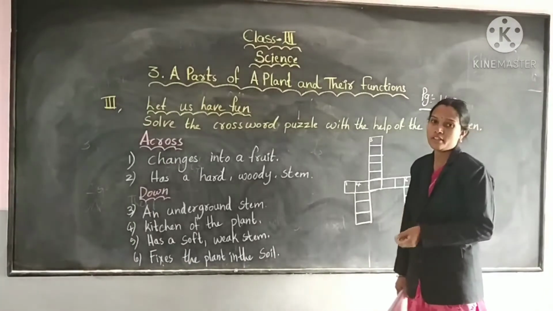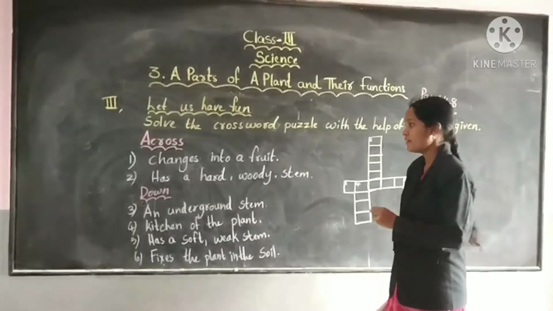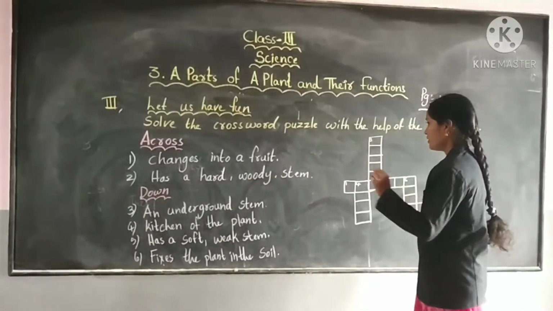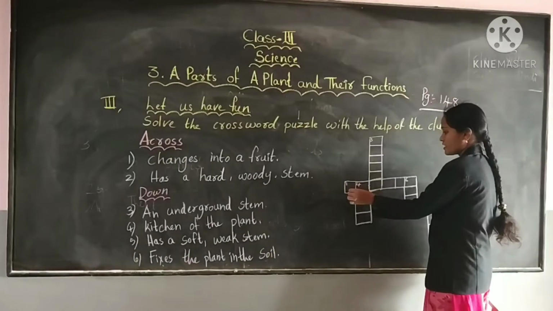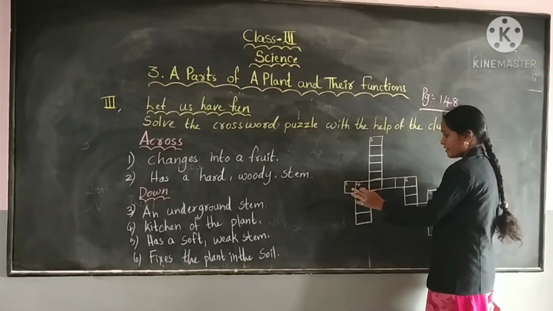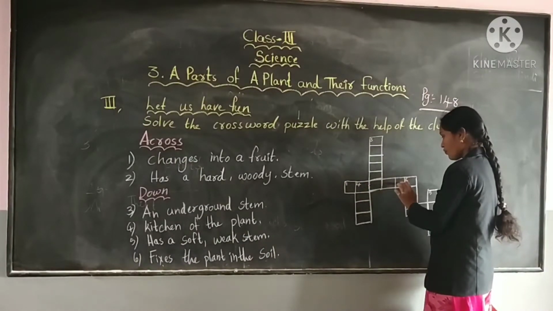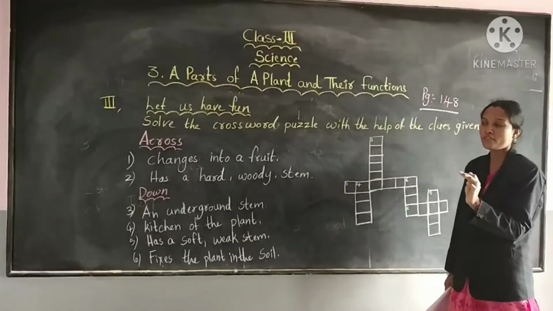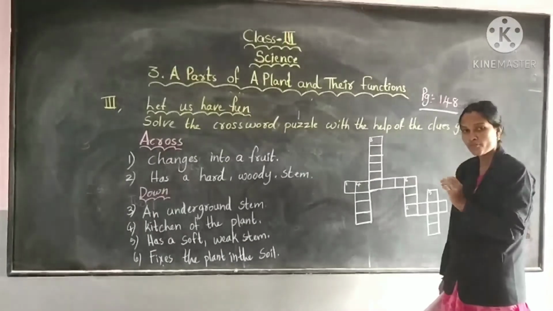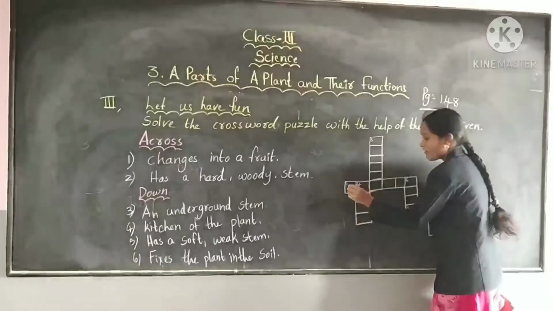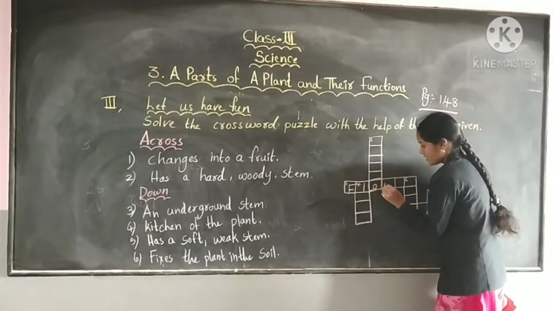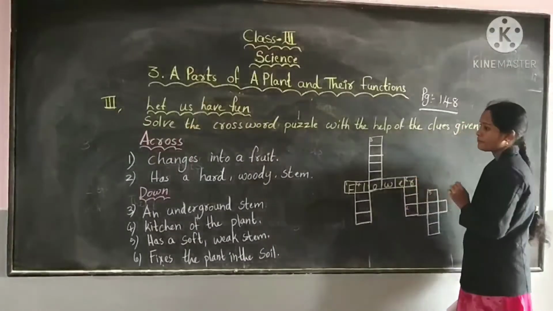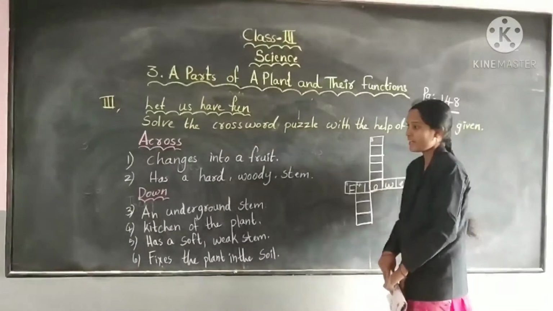Which one changes into a fruit? Which part of a plant changes into a fruit? First one, across. How many boxes are there? 1, 2, 3, 4, 5, 6. Six boxes, six letters. Which one changes into a fruit? Flower. Flower changes into a fruit. F-L-O-W-E-R.